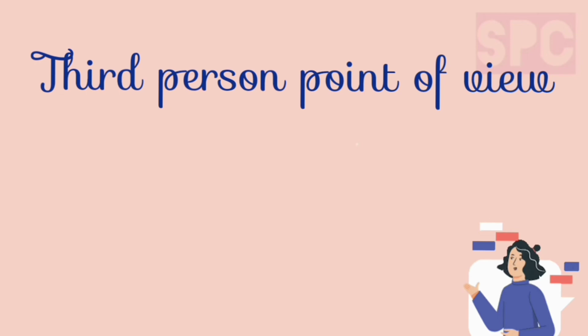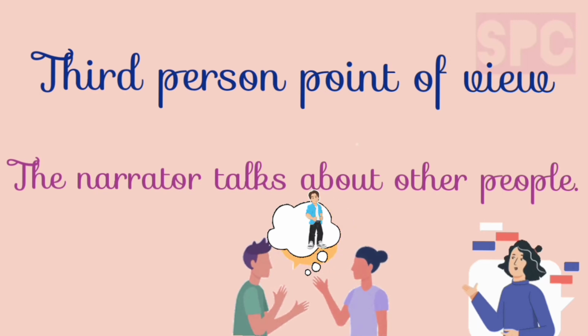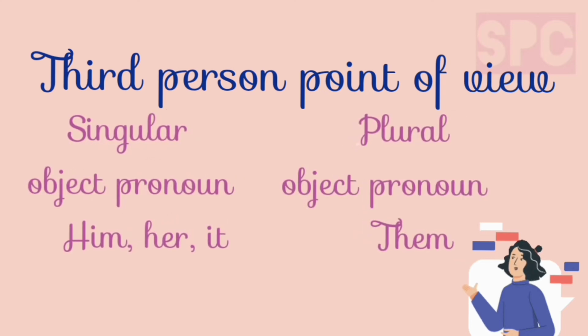Third person point of view. When using the third person point of view, the narrator talks about other people. The third person singular subject pronouns are he, she, and it. The third person plural subject pronoun is they. The third person singular object pronouns are him, her, and it. And the third person plural object pronoun is them. Let's understand this with the help of some examples.